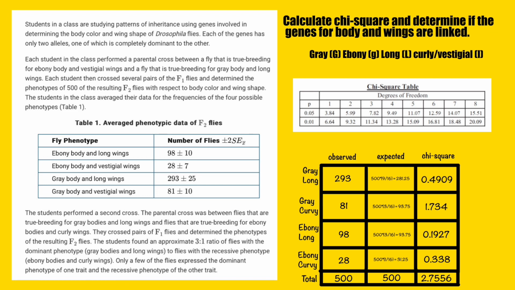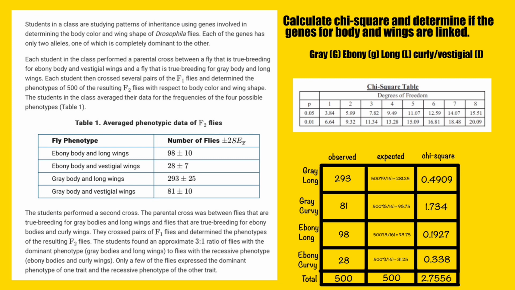Look at the table. We need to find degrees of freedom. So the number of outcomes here is 4 outcomes, because you can see on the table there's 4 slots. And you would do that minus 1, and you would get 3. So the degrees of freedom is 3. You would look at 3, and you would compare the critical value on the table to the chi-square value and figure out if the genes for body and wings are linked or not.